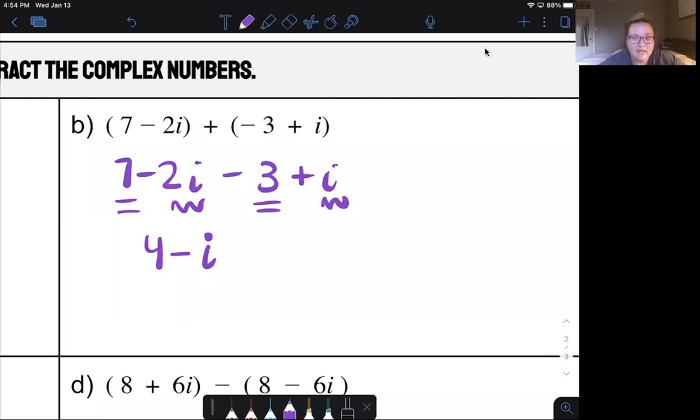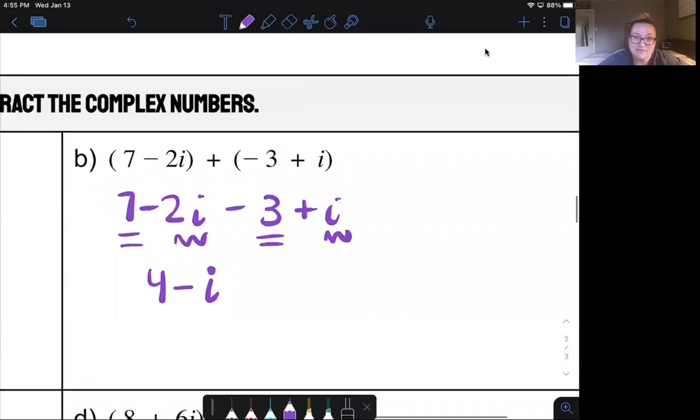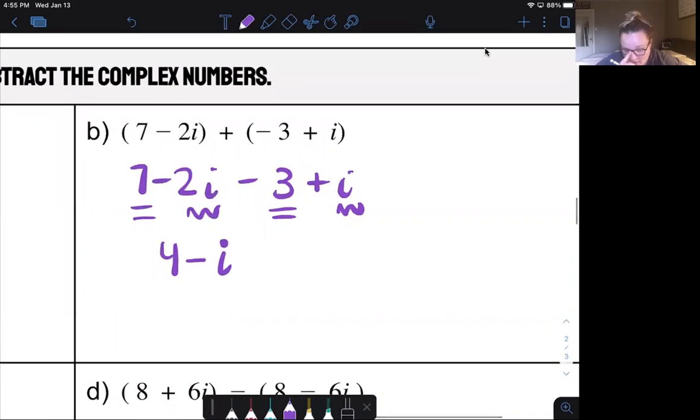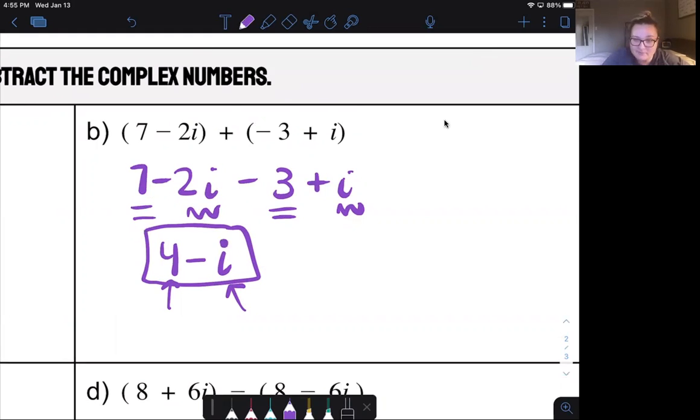So because it's addition, I realized nothing was going to change. So I just rewrote the problem without parentheses. I have 7 minus 2i minus 3 plus i. I combine my like parts. So 7 minus 3 is 4. Negative 2i plus i is negative 1i, or just negative i. And then whenever you write a complex number, you always put the integer piece first, followed by the imaginary part, the part that makes it a complex number.